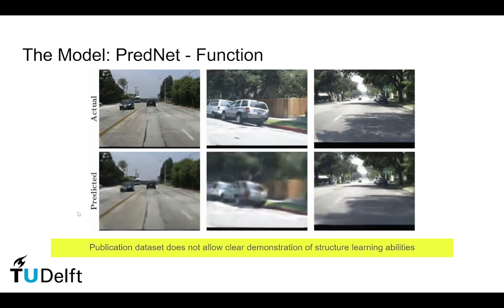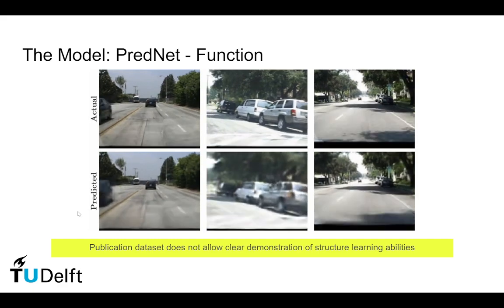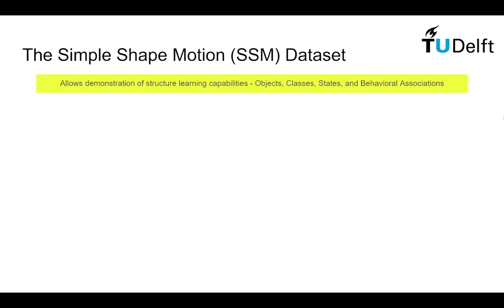It's too complex of a data set, so I ended up needing to create a simpler data set called the Simple Shape Motion data set. And this data set is going to allow direct demonstration of structure learning capabilities, namely learning about objects and object classes, the states of objects, and class-specific behavioral associations.